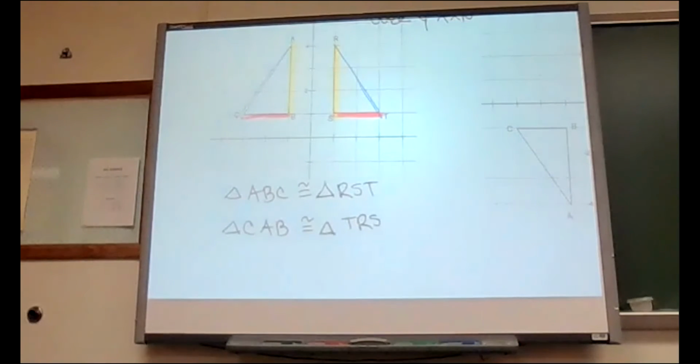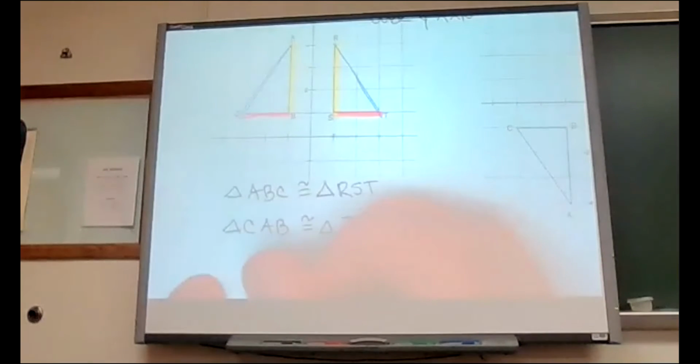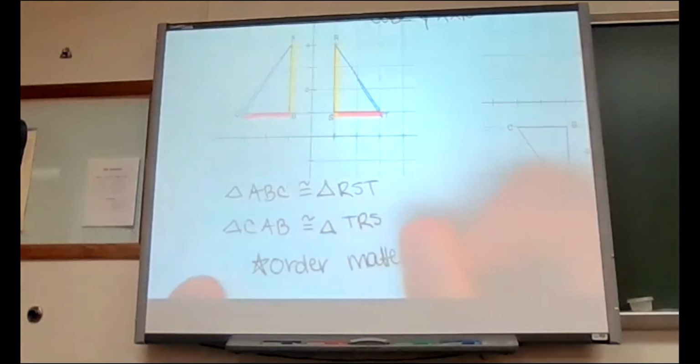And then there'd even be another way that I could write that. I could have started at B, and really I could go BCA or BAC. Okay, so I'm not going to write them all, but as you can see, there are many ways that I could write a congruency statement. Both of those are correct. All that is important here, again, just like I wrote up above, is the order matters.